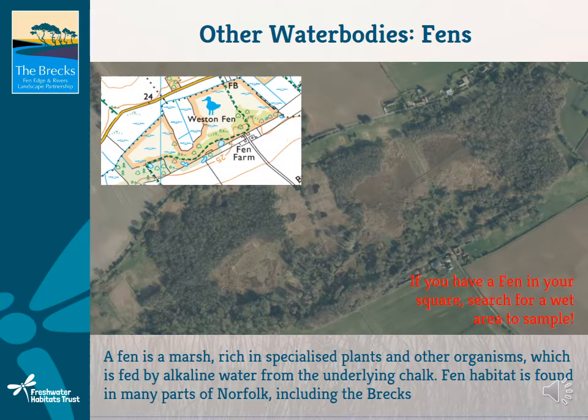Other water bodies include fens. A fen is a marsh rich in specialised plants and other organisms, which is fed by alkaline water from the underlying chalk. Fen habitats are found in many parts of Norfolk, including the Brecks. If you have a fen habitat on your survey square, then search for a wet area to sample.